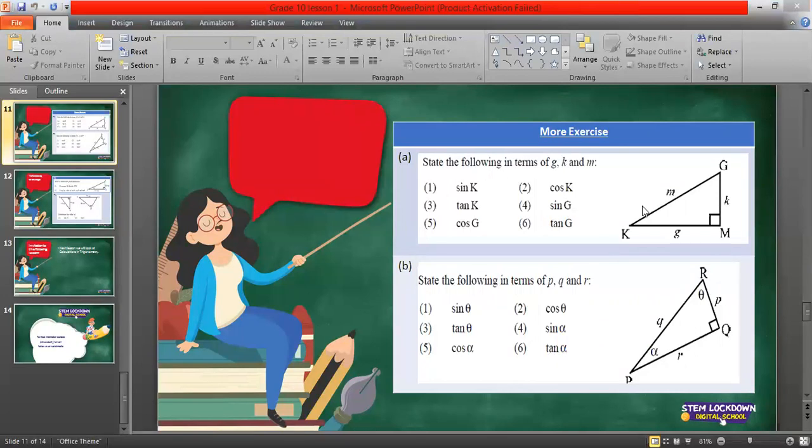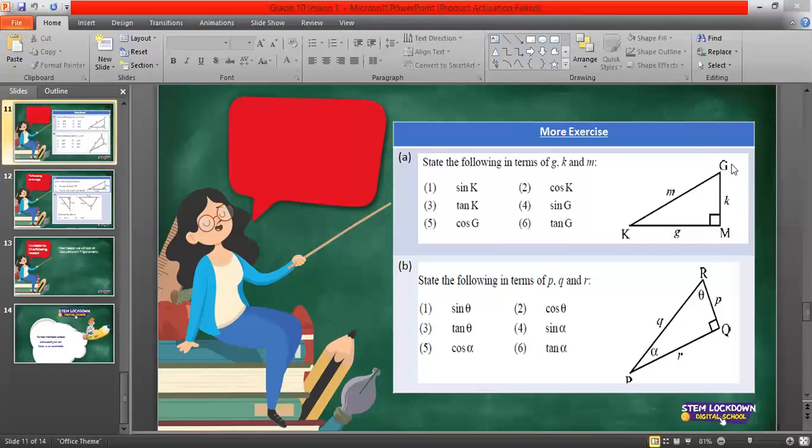Right. So sine K will be equal to opposite. What is the opposite angle? Because you're talking about K, this is our K, the baby K, the small letter k. Because this is our M, the side facing M is the baby m. And this is our angle G; the side facing the angle G is your baby g. All right, so this is how we label a right angle triangle.